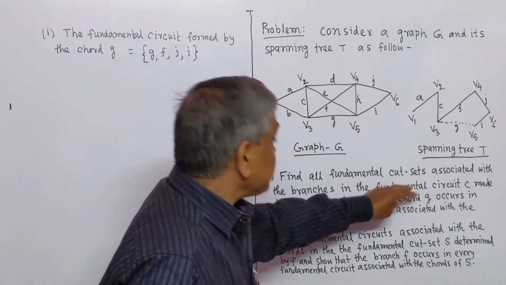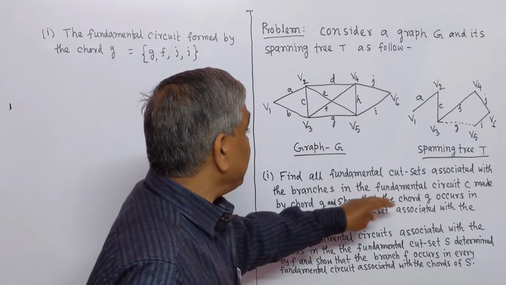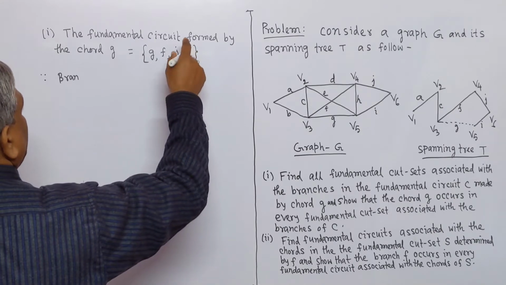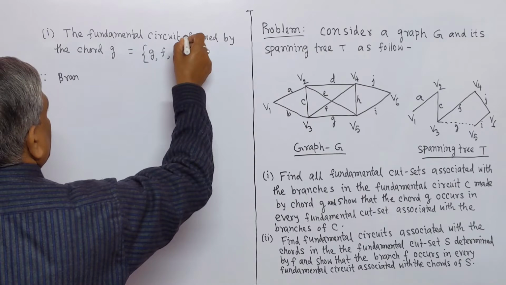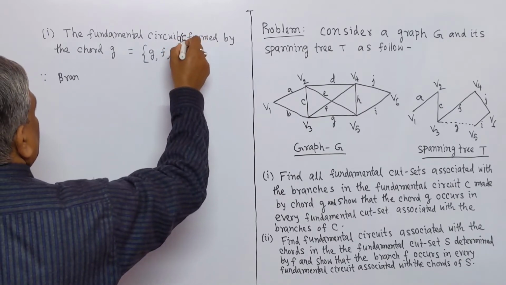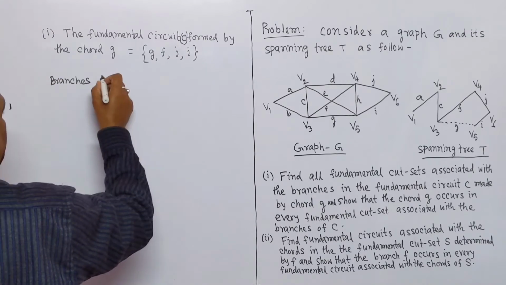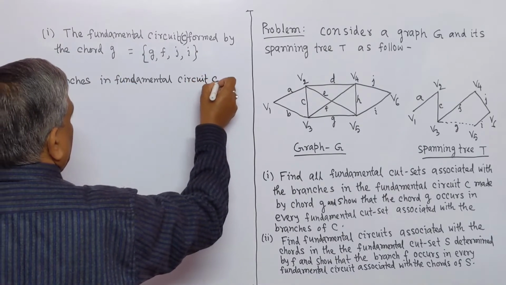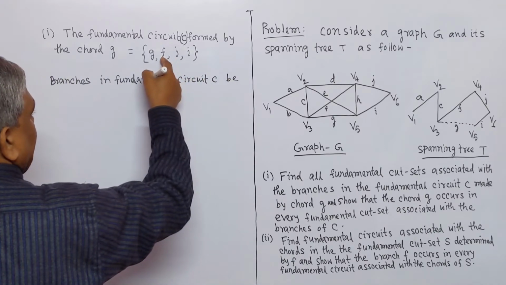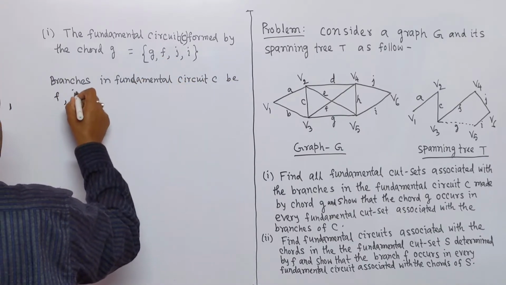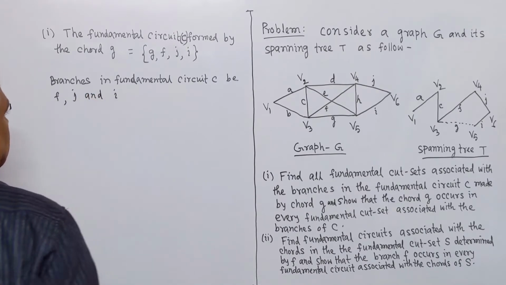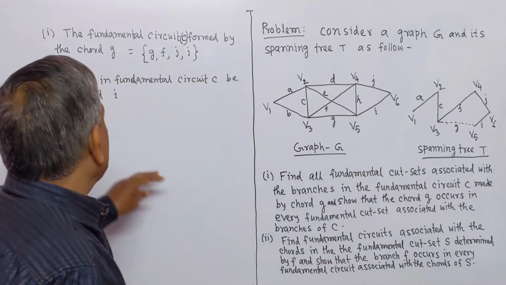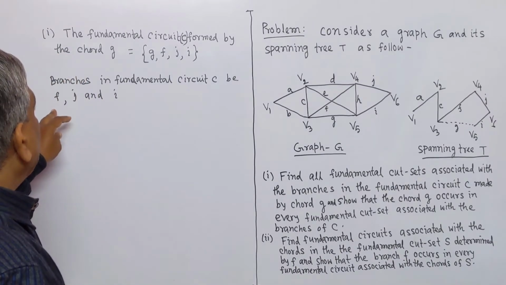Now we have to find all fundamental cut sets associated with the branches in the fundamental circuit C. And this is the fundamental circuit C. We may write here C. Branches in the fundamental circuit C be F, J and I. Now one by one we will find the fundamental cut sets associated with these branches.